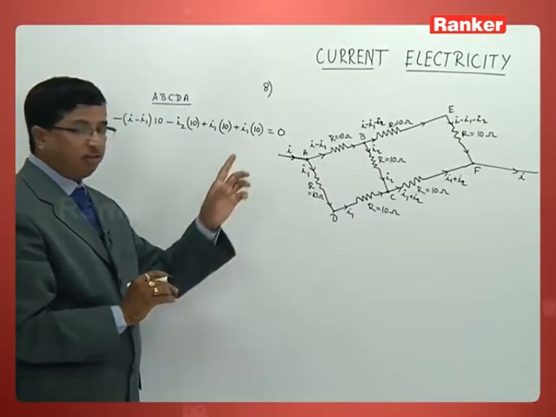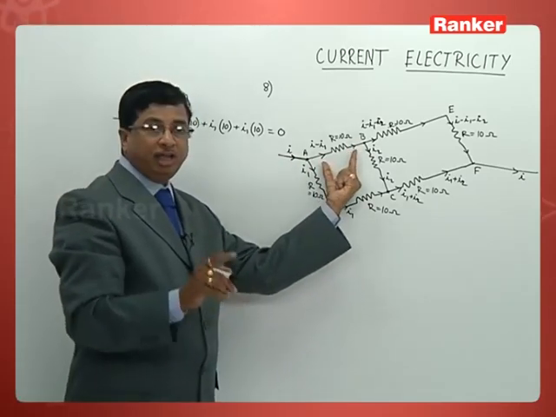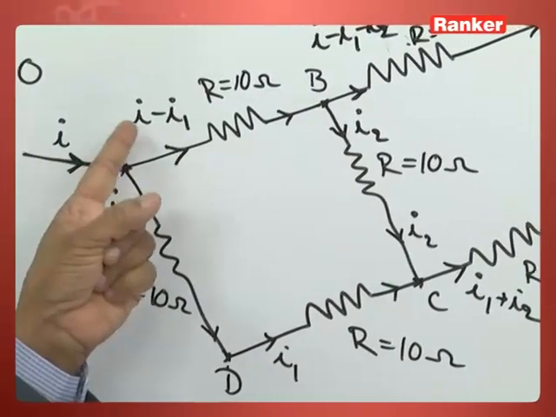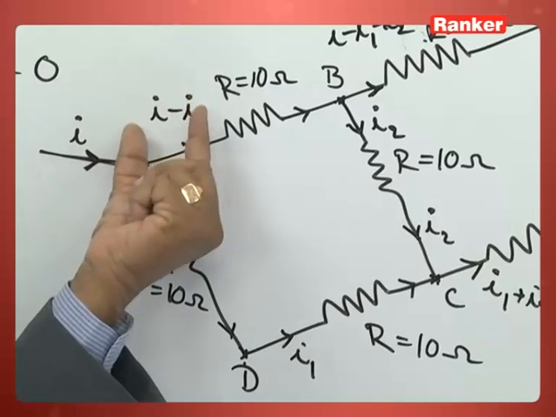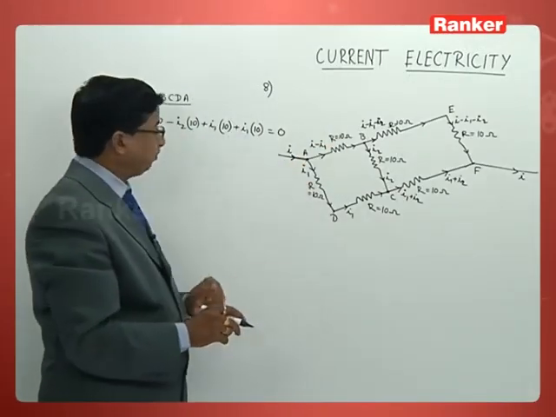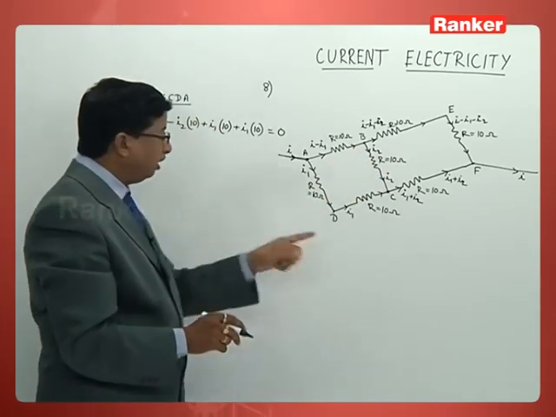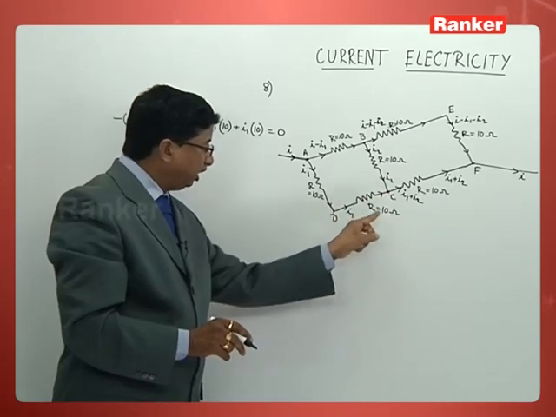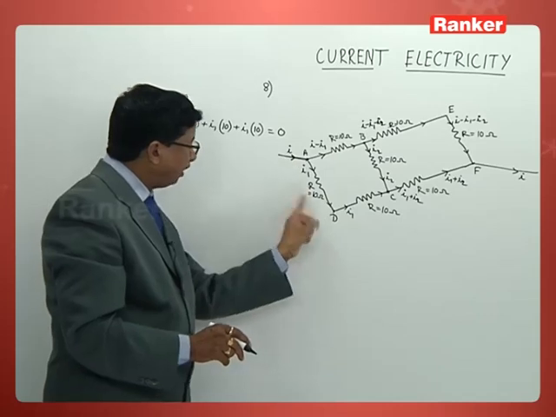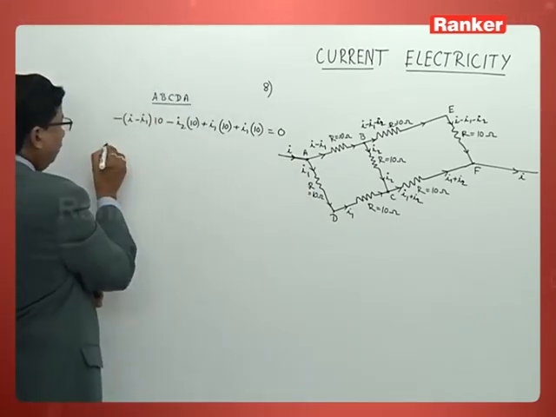Just observe this equation thoroughly. A to B, I am moving along the direction of current. So by convention, we take that current with a negative sign. So minus I minus I1 into R. R is 10. Minus I2 into R, that is again minus I2 into 10. CD if I take plus I1 into 10 and DA plus I1 into 10. Now simplify this equation. What do you get?